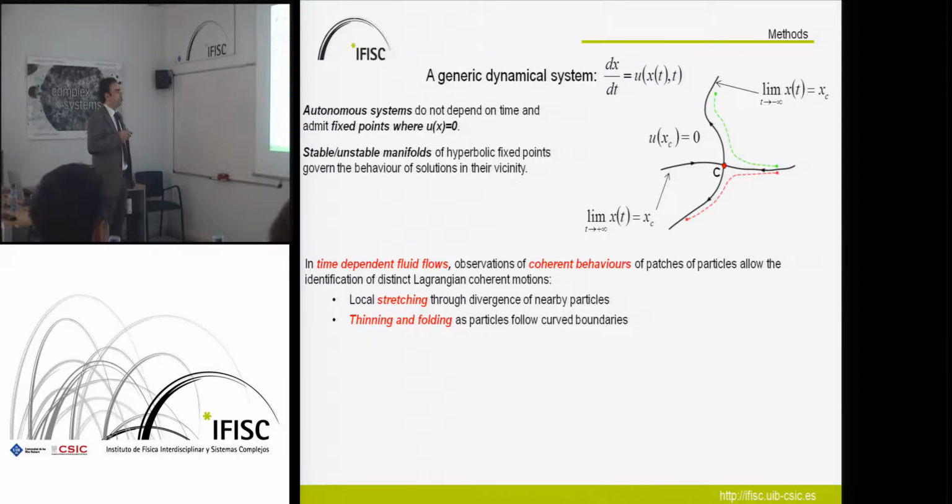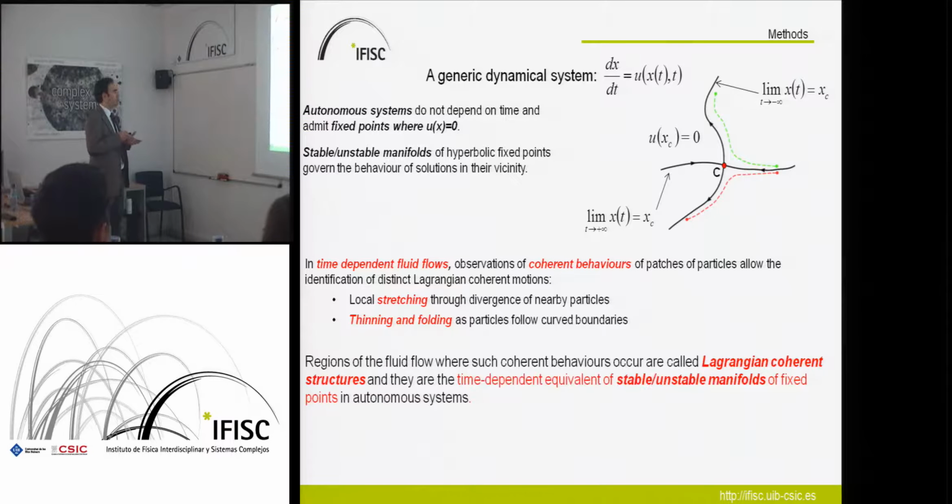And these Lagrangian coherent motions are pretty much related to what we could see when particles approach a hyperbolic fixed point in an autonomous system. But in time-dependent flows, fixed points do not exist. So there is a similar definition to these stable and unstable manifolds of fixed points that we call Lagrangian coherent structures, which are the regions of the flow where we can observe these coherent motions. And these Lagrangian coherent structures actually are the time-dependent equivalent of the stable and unstable manifolds of fixed points.